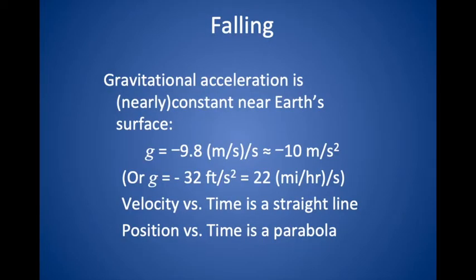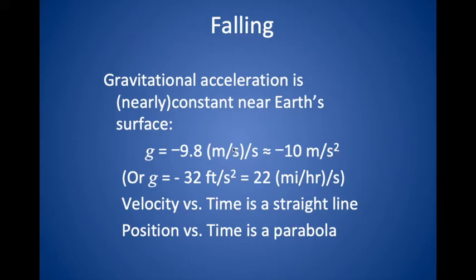Okay, so if we have an object in what's called free fall, which means it's only influenced by gravity, near the Earth's surface, the gravitational acceleration is pretty nearly constant. It's downward, which is why you'll sometimes see a minus sign. Generally, g is positive, but the acceleration is downward, 9.8 meters per second squared. And we can round that off usually and just say that's minus 10 meters per second squared.